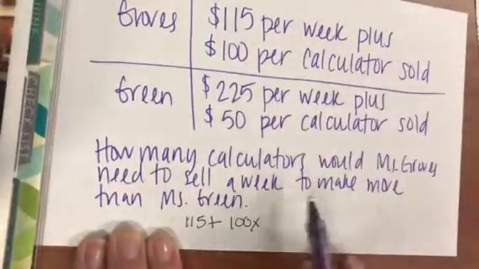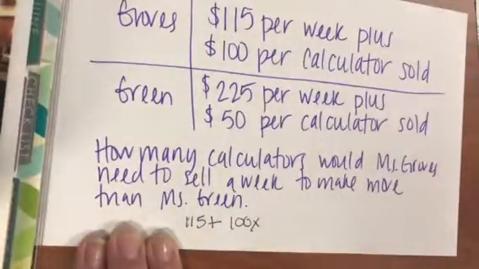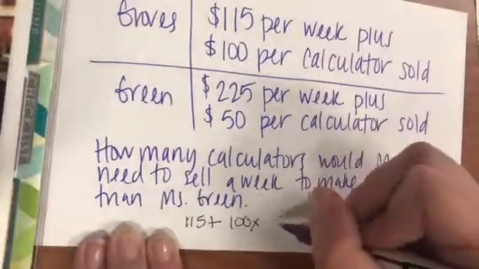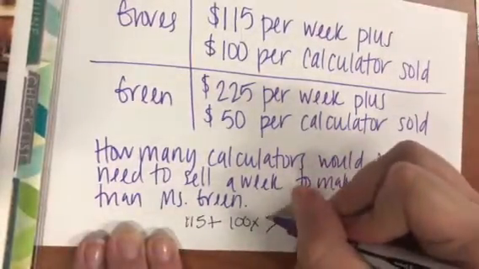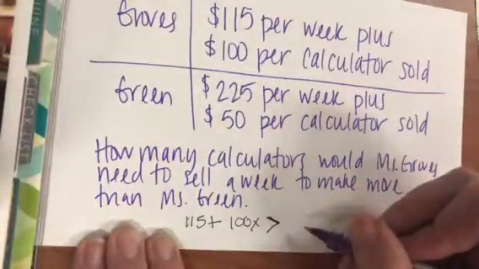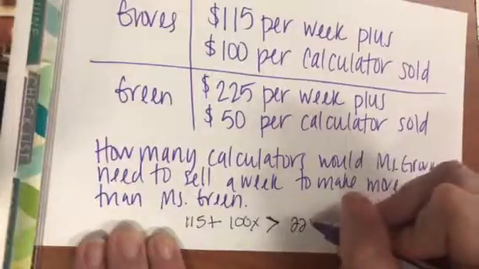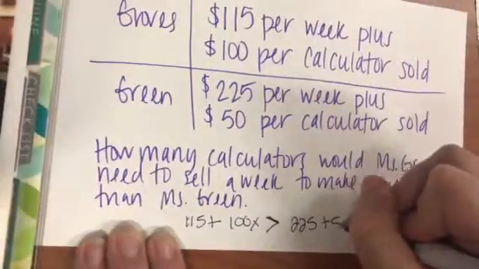We're looking at weeks. So we need to know at what point are you going to have more than me? So we need to make sure that I'm going to have more than you. Right. So I'm going to be greater than... I could have more money this time? Yes, you do. Share the wealth. And then 225 plus 50x.